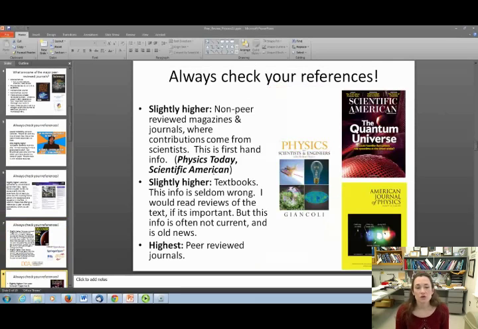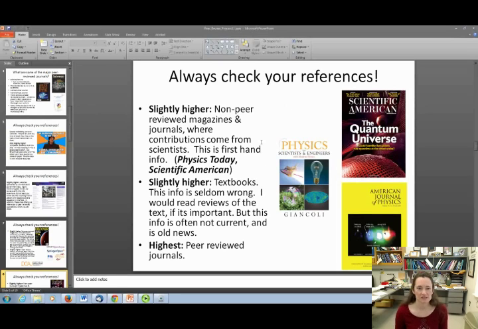Okay, slightly higher than that would be non-peer-reviewed magazines and journals where the contributions are often written by the scientist. This is first-hand information. Lots of times they've had to dumb it down, but it is first-hand information. I include in this Scientific American and Physics Today. My PhD advisor actually wrote an article for Scientific American one time on friction, and so it came directly from her. Now, yet again, the peer review isn't as rigorous. It's being read by the editors at the magazine, not by other scientists before it's published. But at least somebody's checking it to some degree.